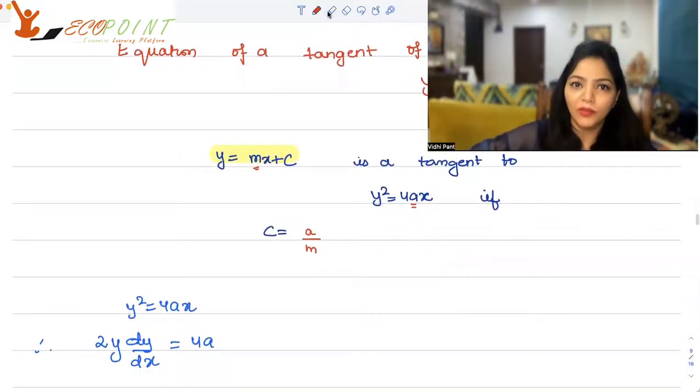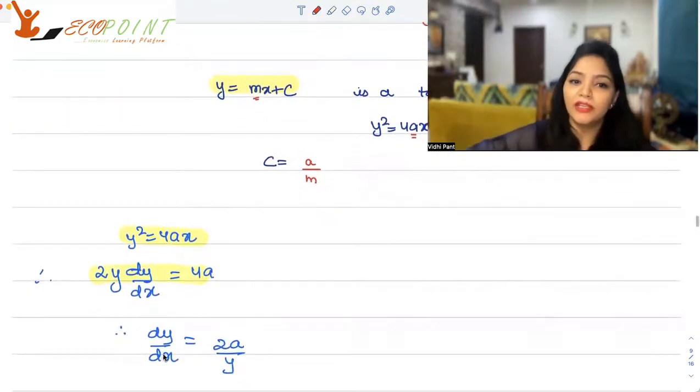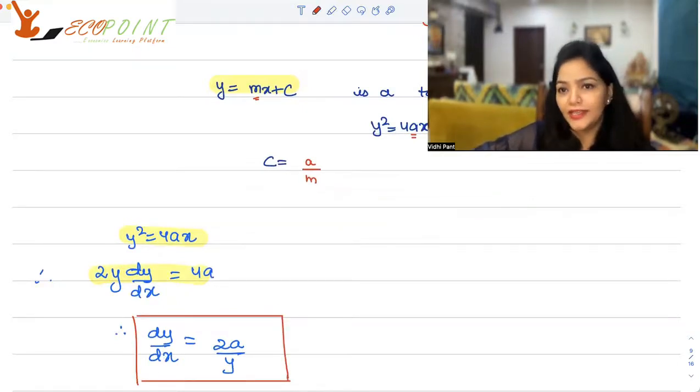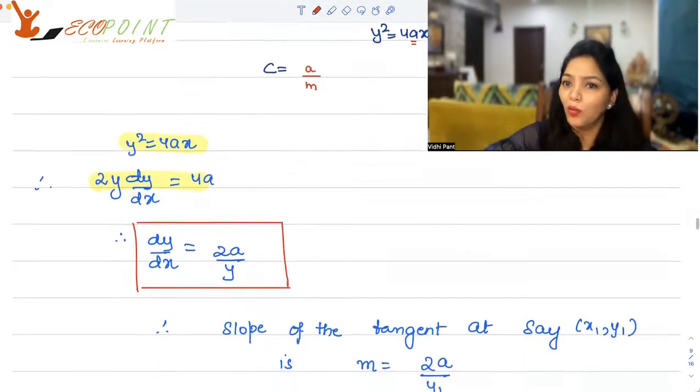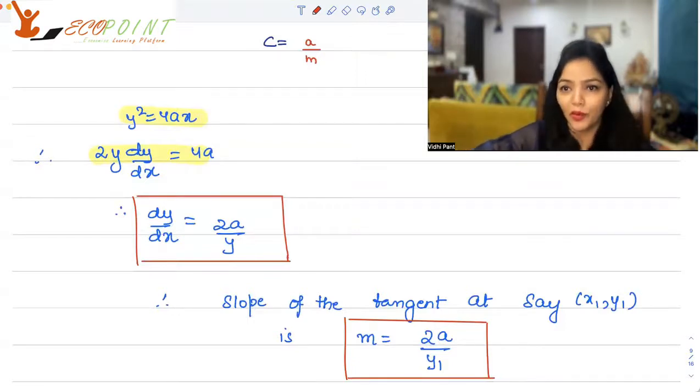We have y squared equals 4ax. So if I differentiate on both sides, I'm going to get 2y dy by dx is equal to 4a, right? That's the first thing that I will get. With this, I can figure out dy by dx, and dy by dx is nothing but the slope m, right? So dy by dx is 2a upon y. Suppose the tangent is at the point x1, y1. So dy by dx will become 2a upon y1. Or in other words, your slope m of that equation will become 2a upon y1.